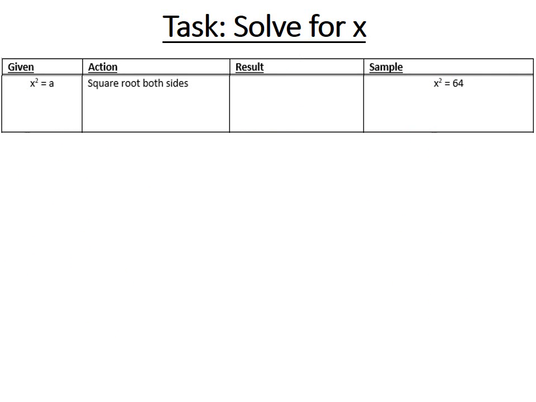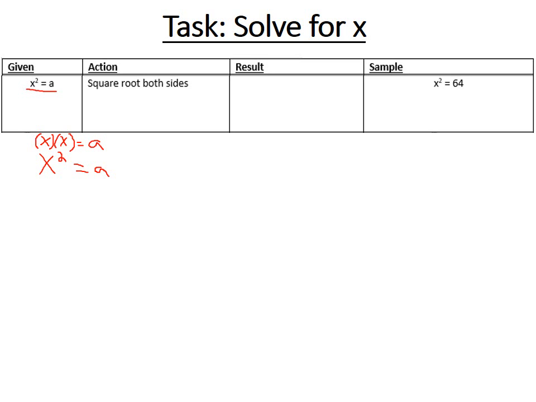Now we're going to try the situation where your x is squared. When we say the x is squared, it means it's multiplied by itself. So here we have x squared is equal to a. Another way of thinking about that is x (I'm going to put this in brackets because it's a bit confusing if I don't) x times x is equal to a.